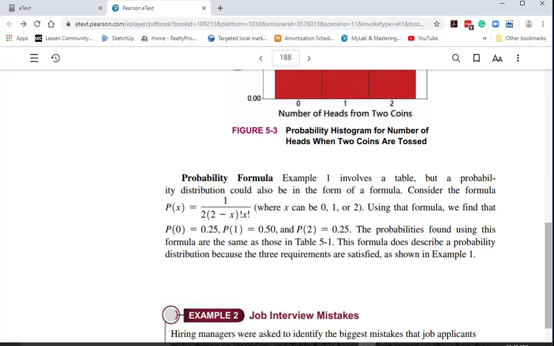Example 1 involves a table, but a probability distribution could also be of the form... It's another form. Consider the formula, this one, where x can be, this could be another kind of probability distribution. This is the equation here. So x can be 0, 1, or 2, right? Using the formula, we're going to find that p of 0.